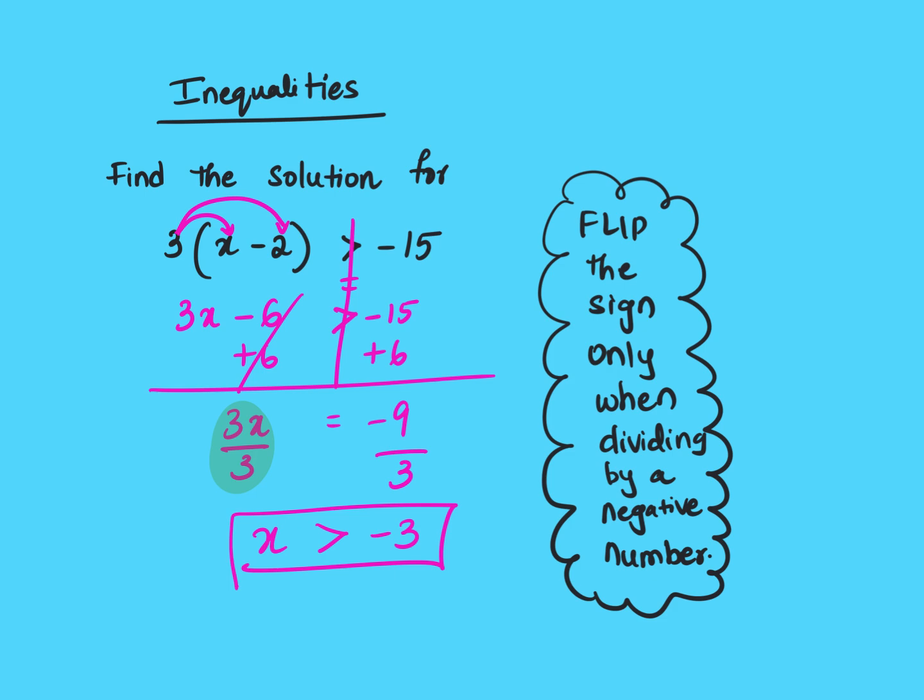So let me use my highlighter. So 3 brackets x minus 2, so that's 3 times x minus 2, greater than negative 15. So you need to find a solution that fits into this inequality. Now before you do that, I just want to remind you some important prior knowledge things that you need to know. You can solve any inequality using algebraic solving equations method.